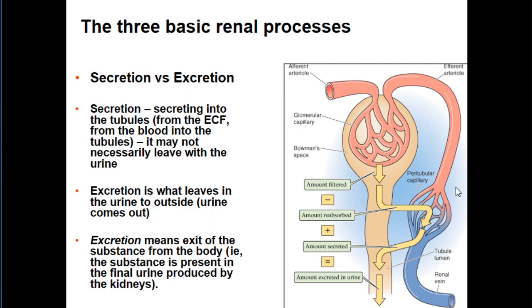So we have two words which look quite similar, secretion and excretion, but please do not confuse them. Secretion means secreting the substance into the tubules from the extracellular fluid, from the blood into the tubules, and it might not necessarily leave with the urine. Excretion is what leaves in the urine to outside the body. Excretion means exit of the substance from the body, means you remove it from the body with the urine.